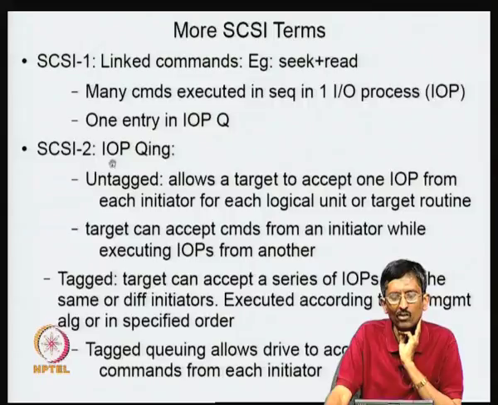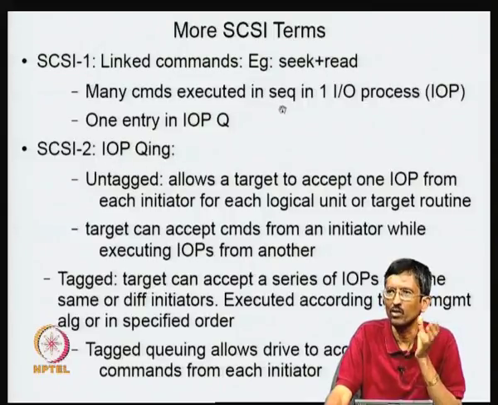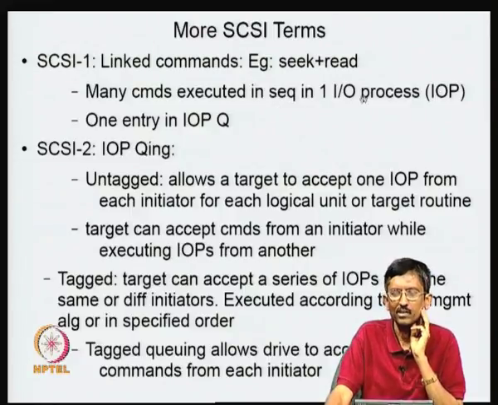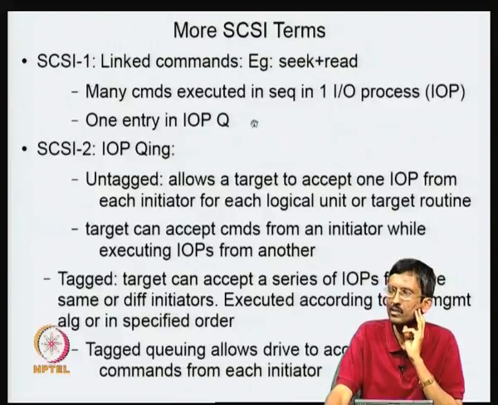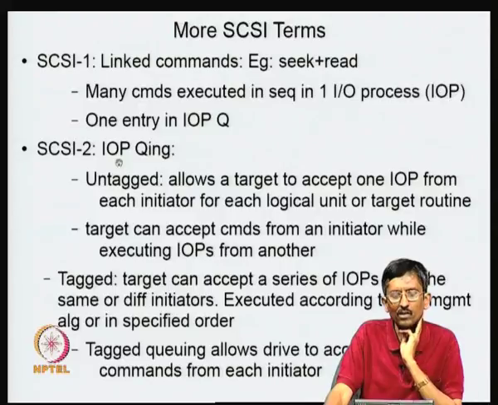Then there is also something called IO process queuing. An IO process is one unit of work that you want the target to do. There could be a queue in the target, and each IO process can be given one entry in it, so the commands are executed in sequence. Suppose we look at the queuing of the IOP. This was provided in SCSI 2.